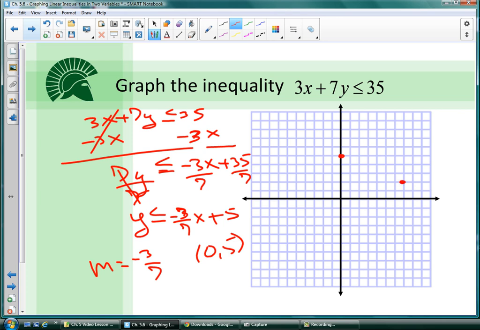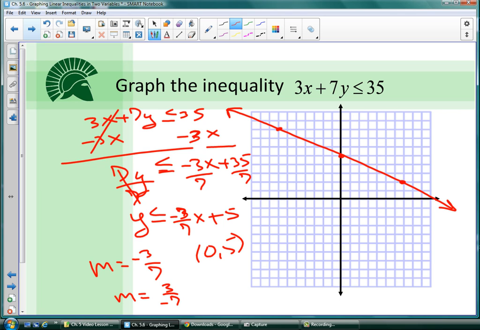Okay. I could try to go down 3 and 7 to the right again, but then I'd be off my graph. So I'm actually going to do the reverse of this and put positive on the top and negative on the bottom, just to remind myself that I can go the other way. So if I go up 3, 1, 2, 3, and then I would have to go 7 to the left. And I still end up with a straight line. Okay, solid line again because it's or equal to.